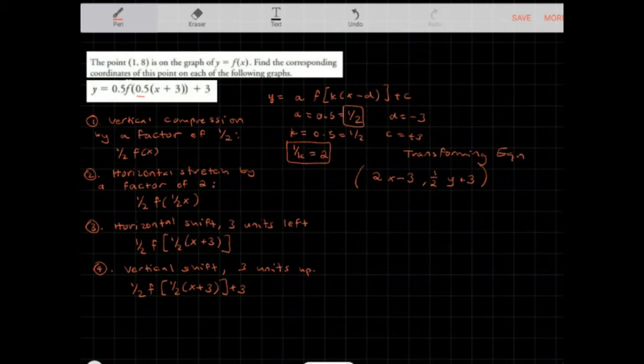Now what we need to do is plug the point (1, 8) into the transforming equation. For x, I'm going to plug in 1. For y, I'm going to plug in 8. Basically, you get 2 - 3 and 4 + 3, which is -1 and 7. So this is your final point on your transformed graph. You can do this very straightforwardly by creating the transforming equation and plugging in the original point.